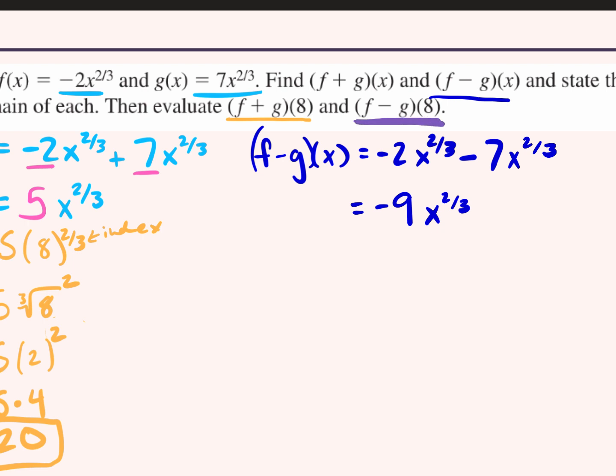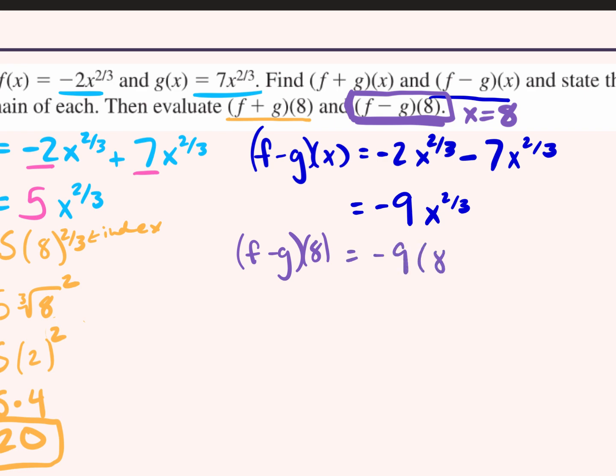Next, let's evaluate when x is equal to 8. So it's asking for f minus g of 8. So the question could be written this way, or it could be written like we saw in the last couple examples where it said x is equal to 8. These mean the same thing. It's just asking us to plug in 8 into our x. So we're going to plug in 8. So I have negative 9 times 8 to the 2/3 power.